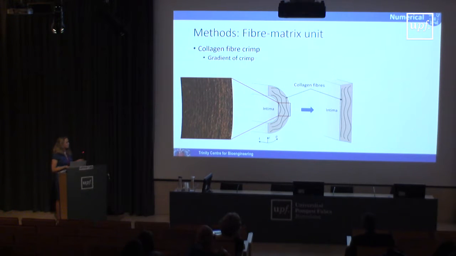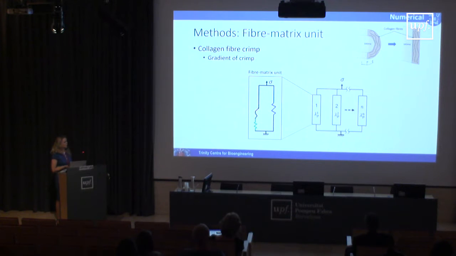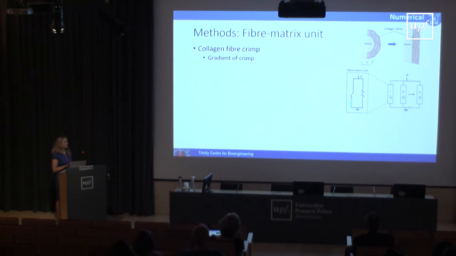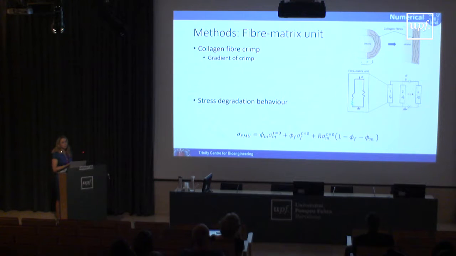If we took strips of this tissue, so we took that vessel and opened it out, that exaggerated the degree of crimp gradient across the vessel. So we hypothesized that it was this degree of crimp change that might be driving the degradation result that we got. Here we created our fiber matrix unit. We put it in parallel as an array of units, and we're able to represent the change in crimp across the vessel.